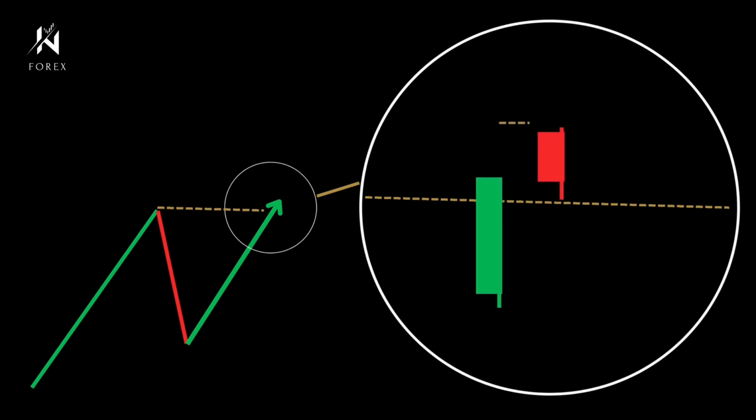Likewise, a second confirmation of a break of structure with a closed body is to wait for the next candle to break above the previous candle's highest point. This suggests strong upward momentum, not just a liquidity sweep. Keep in mind, everything we've covered here also applies in reverse for a bearish scenario.